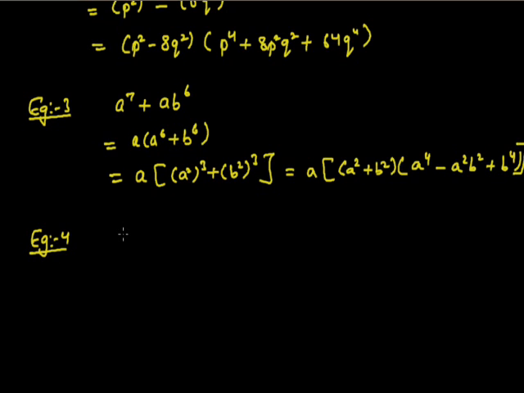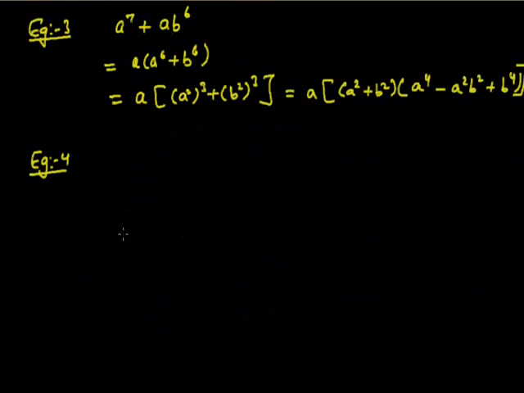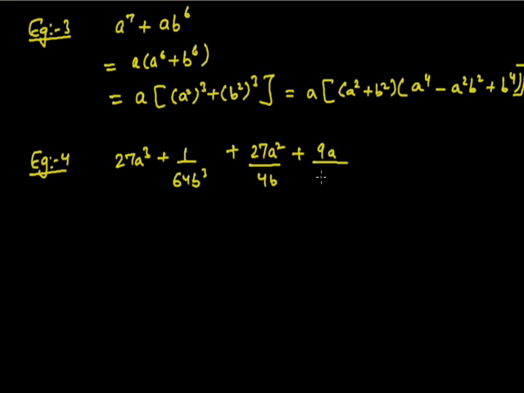So we'll see one more example based on this, that is 27a cube plus 1 by 64b cube plus 27a square upon 4b plus 9a upon 16b square. So accordingly we need to do the factorization of this.